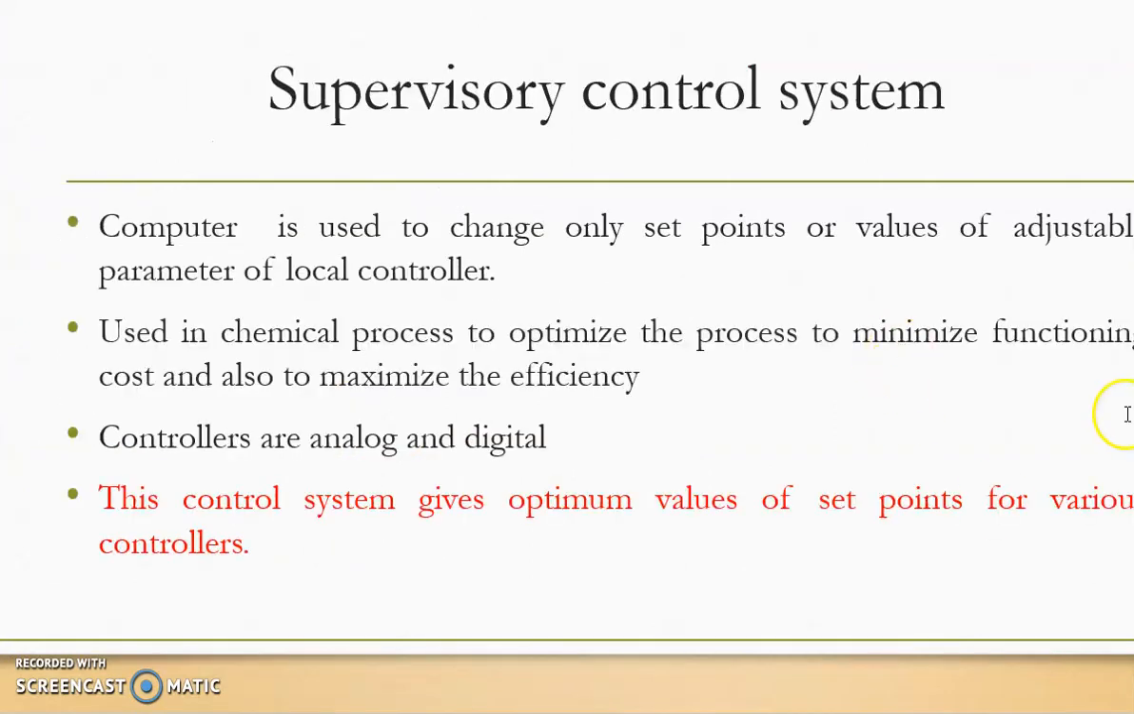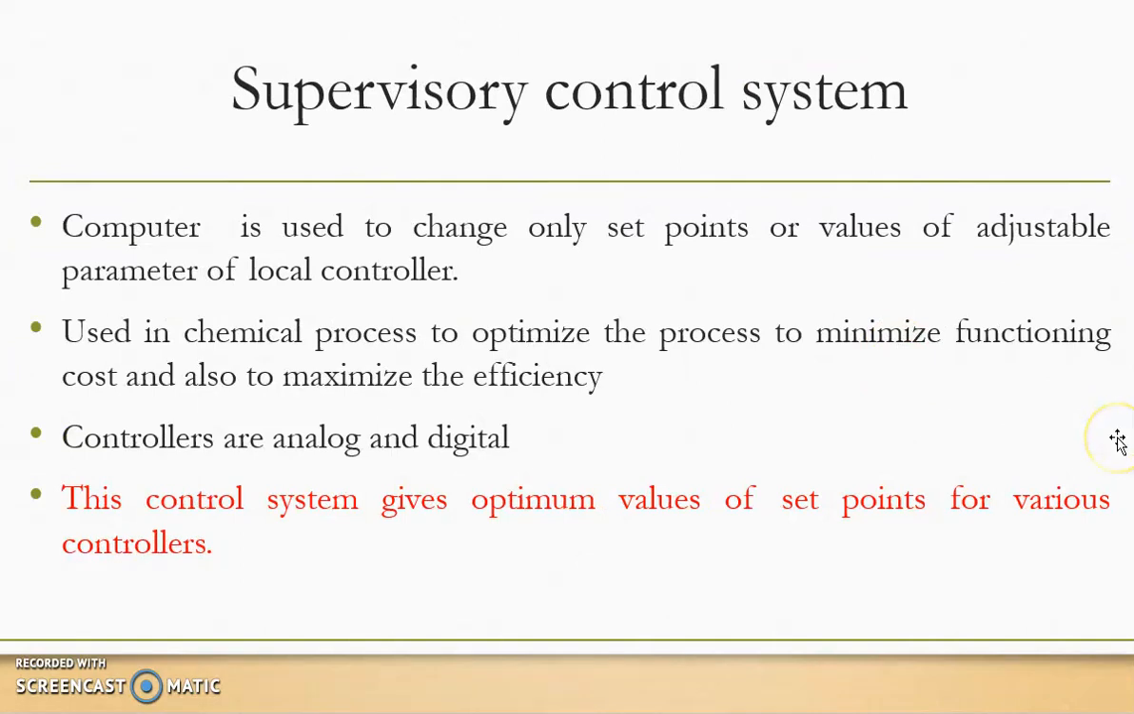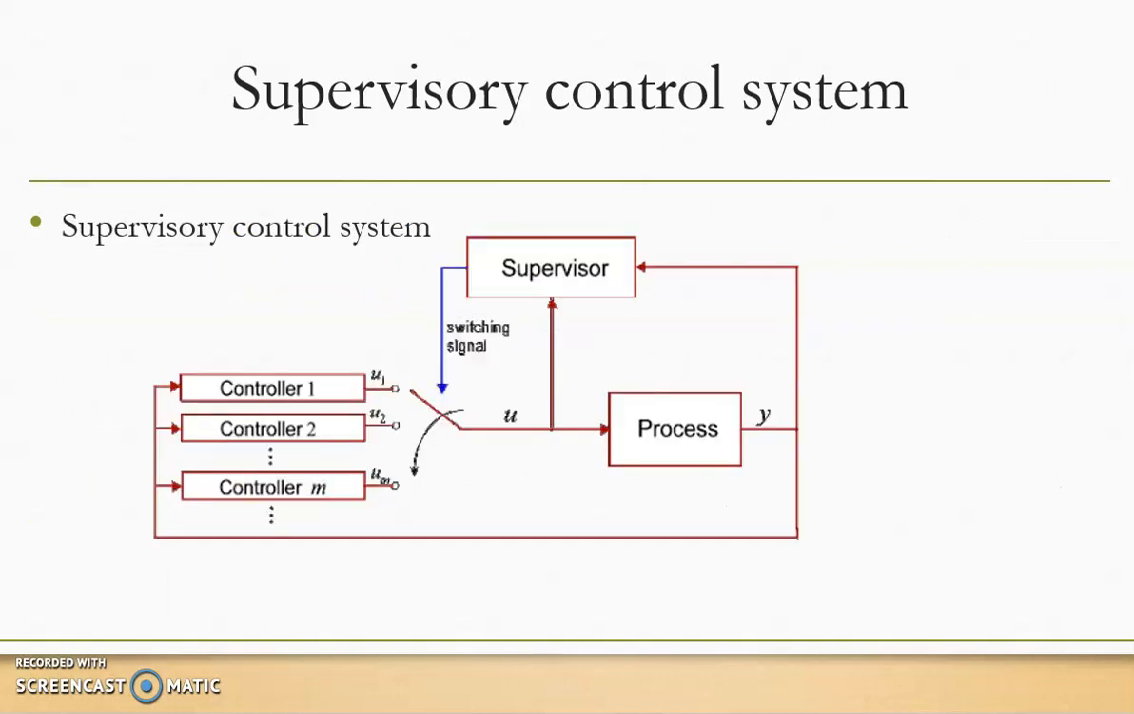Then one of the most important control systems is the supervisory control system. A supervisory control system is basically one where a computer is used to change only the set point or values of adjustable parameters of a local computer. So we will try to learn the supervisory control system by observing this diagram.